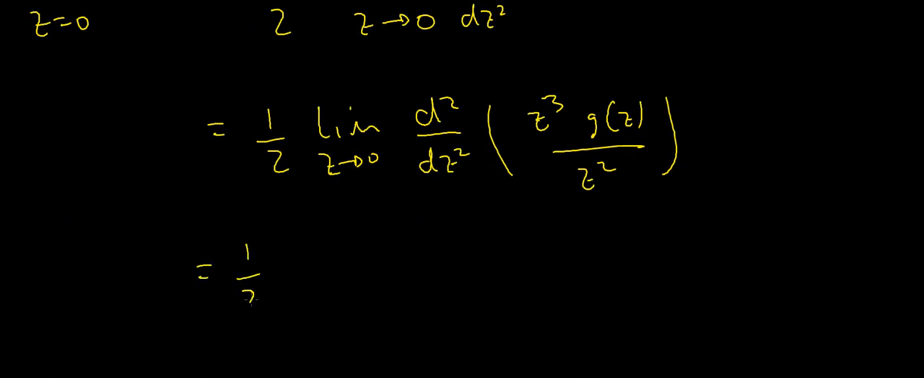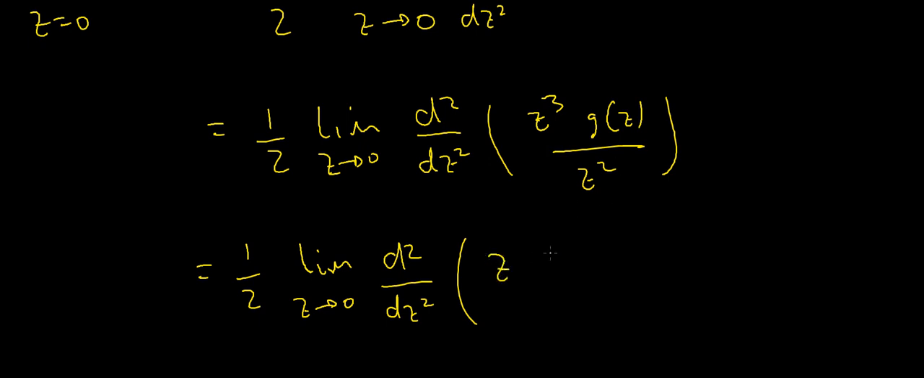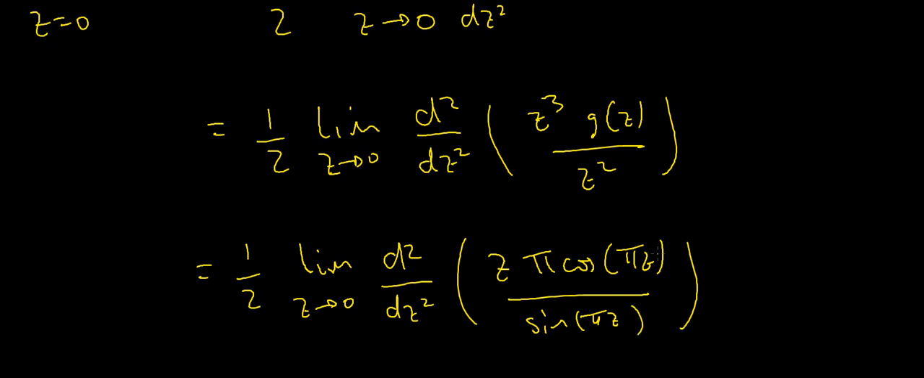So this is a half times the limit as z approaches 0 of d2 by dz squared times what? Well, z cubed divided by z squared is just z, and then I'm going to have pi cotangent pi z, which is just pi cos pi z, all divided by sine of pi z. Okay, well, there's not much I can do at this stage.